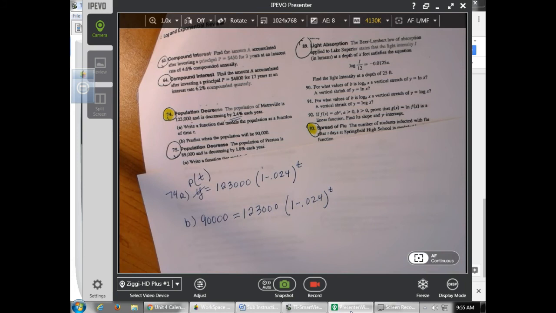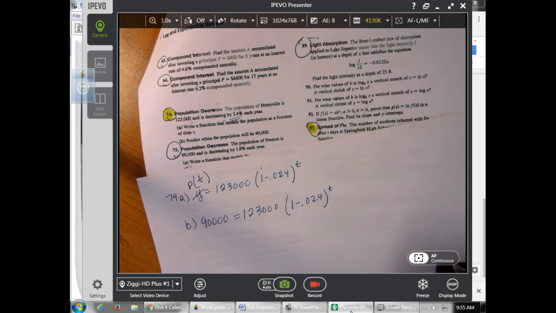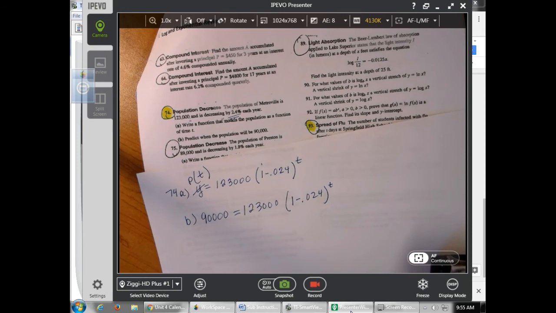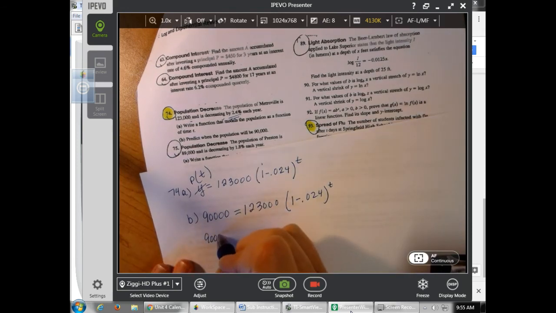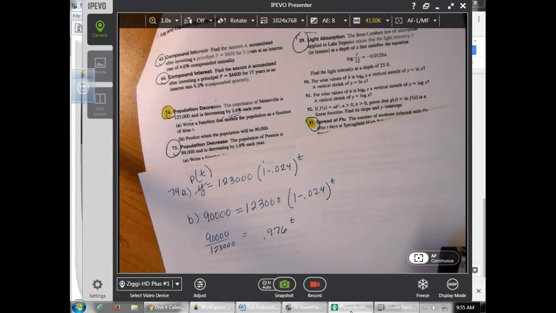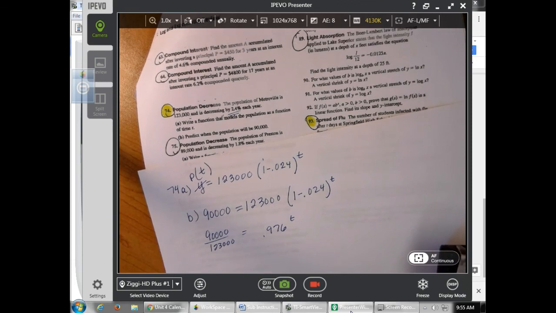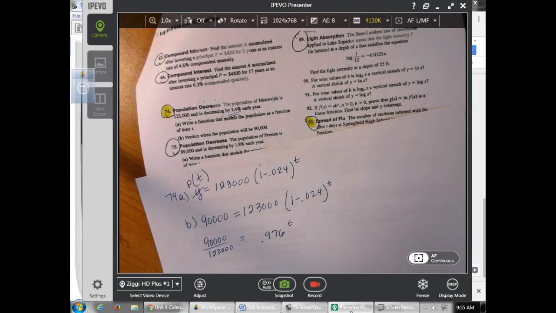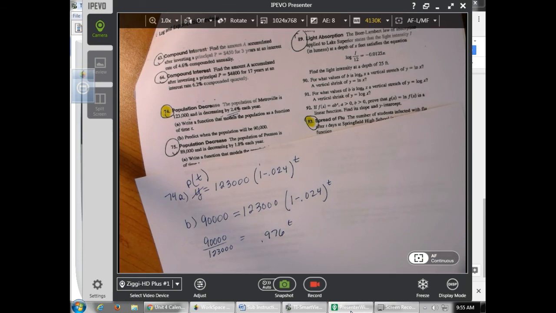So, okay. So kind of simplifying this down a little bit, I'm going to divide both sides. Take 90,000 and divide that by 123,000. And that's going to equal 0.976 to the t. Okay? So once I do that, I'm ready to take the log of both sides.